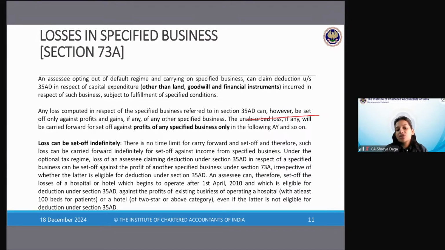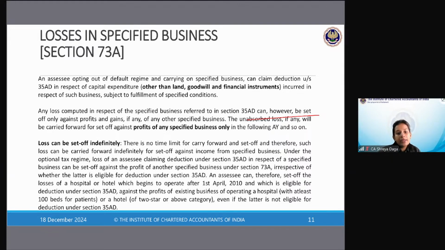Specified business is section 35 AD. Again, we have already spoken about it. This whole thing is relevant only if you shift out of the default regime, only in the old regime. 35 AD, in the old regime, was dealing with capital expenditure other than land, goodwill, and financial instruments. You could have claimed deduction of capital expenditure. Normally, you do not get deduction of capital expenditure, but in 35 AD, you could have got it.